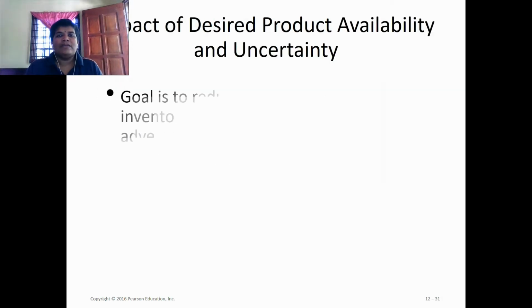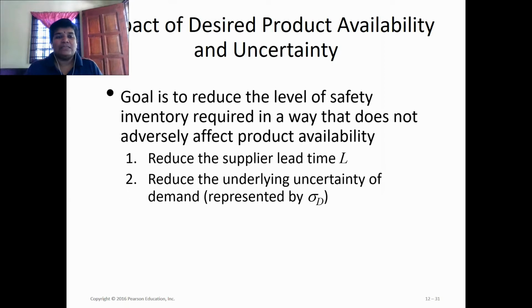So the goal is to reduce the level of safety inventory required in a way that does not adversely affect product availability. Again, inventory will incur cost, the holding cost. To do that, first, you have to reduce the supplier lead time. Second, reduce the underlying uncertainty of demand. These are the two important elements you need to do.